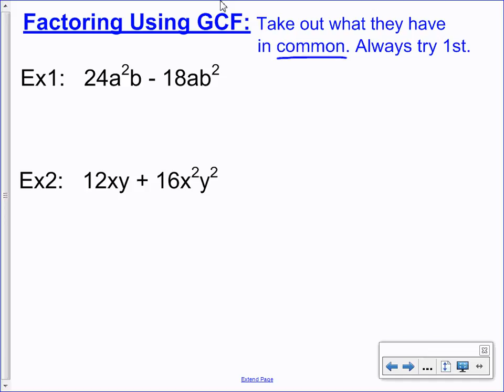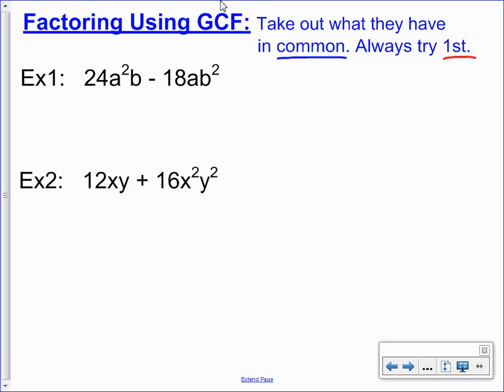Miss Fleck, why do you keep saying the F word, factor? Factors are just the things that you multiply to get to a number. So whatever you multiply to get the number, there should be something in common when you see a GCF. It's the first thing you always try. So before you do anything else, always check for the greatest common factor, GCF.